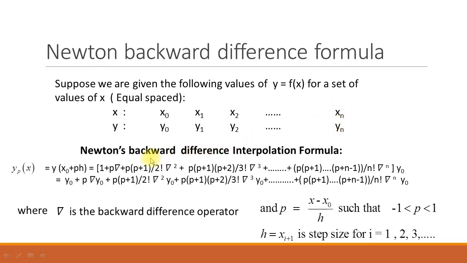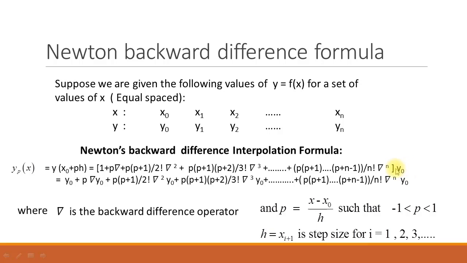Then the Newton backward difference interpolation formula is given by y_p(x) = y(x0 + ph) = 1 + p∇ + p(p+1)/2! ∇² + p(p+1)(p+2)/3! ∇³ + and so on, plus p(p+1)(p+2)(p+3) and so on, up to (p+n-1)/n! ∇ⁿ, times y0.